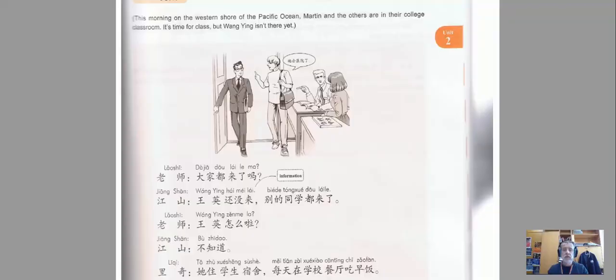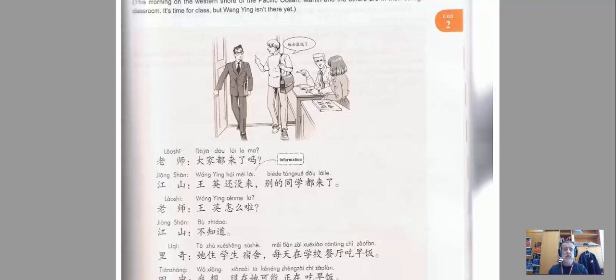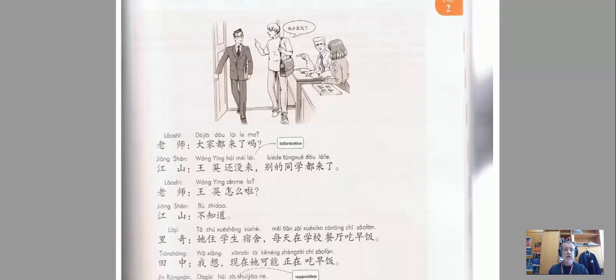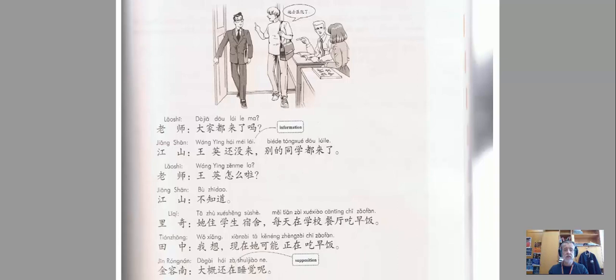Contemporary Chinese Volume 2, Lesson 2, Dialogue 1. So we have a cast of characters who are in a classroom somewhere on the western shore of the Pacific Ocean, so we're assuming not in China, and the teacher comes in and has a conversation with the students. And we start off with the teacher. 大家都来了吗?